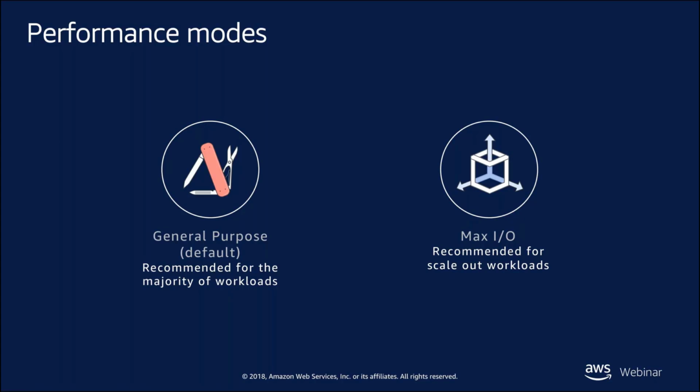So if you have a workload that needs hundreds or thousands of instances accessing this file at the exact same time, then you may consider max IO, but we do recommend starting out with general purpose during your test to see how your application actually behaves.